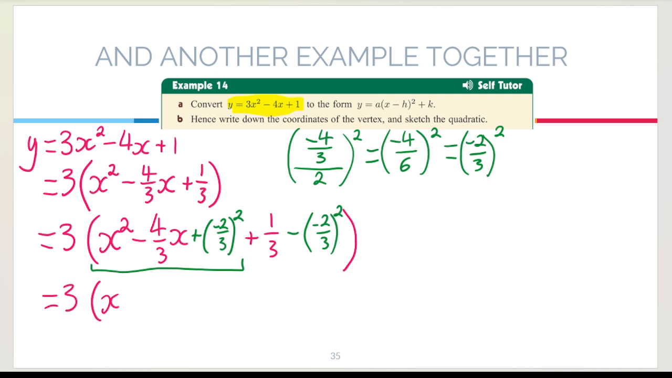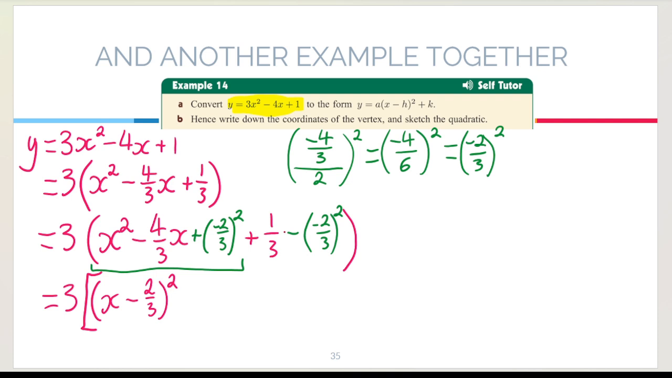Now, before I do that, I'm just going to preface that I'm using a big square bracket here, because inside of this big square bracket, I need to make my x take h squared and my k inside of that. So first of all, let's look at this big green part here. So x take 2 on 3 squared. That's my x take h squared part.